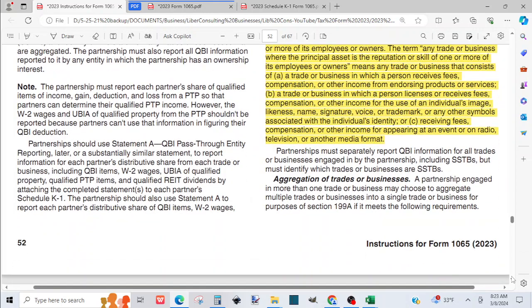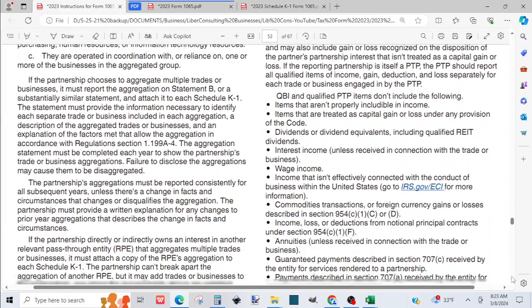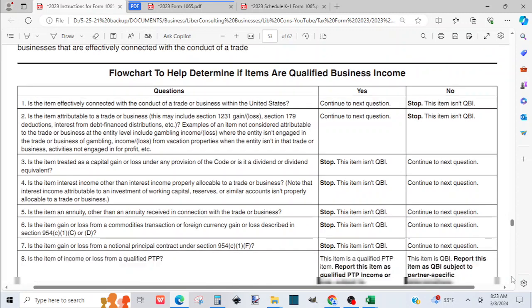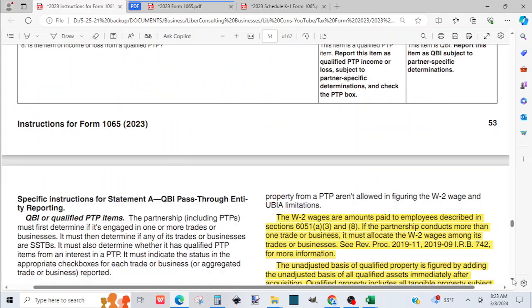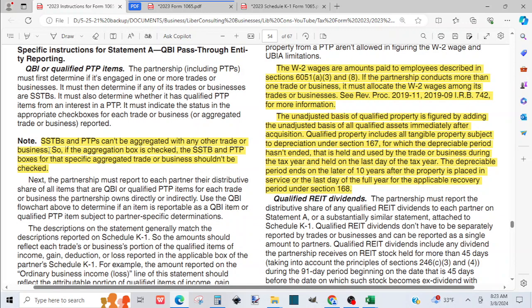And the lesson now is to aggregate trade and service together. They have a flow chart here to help guide you, and then there should be a worksheet. They say that the SSTB or PTP can be aggregated. Yes, the W2 are amounts paid to employees described in section 6051. If the partnership conducts more than one trade or business, it must allocate the W2 amount among its trades or businesses.